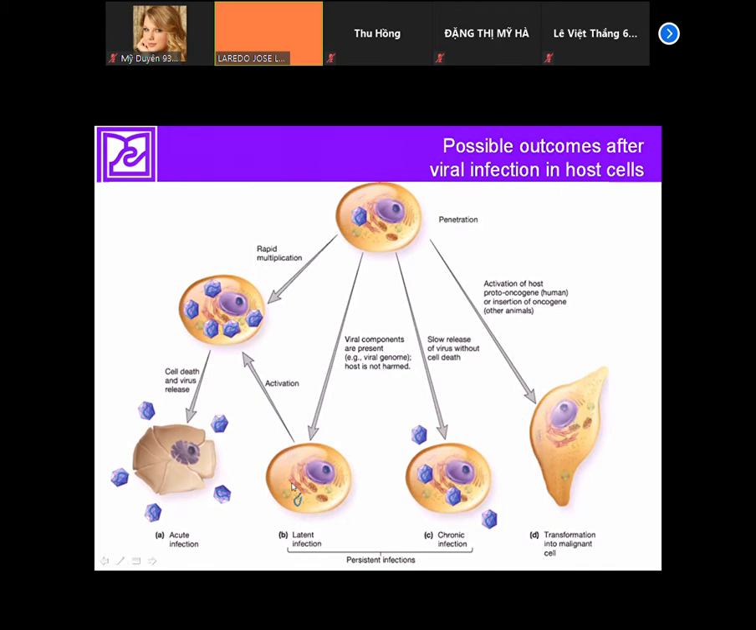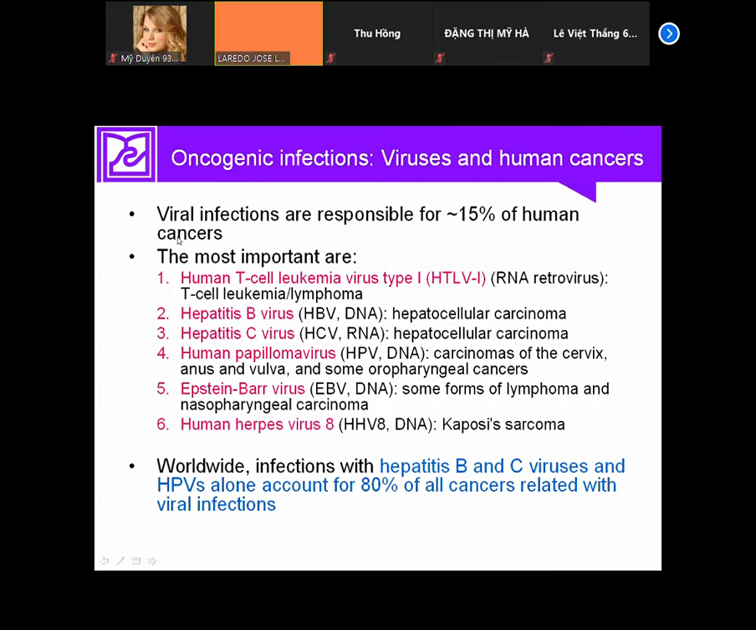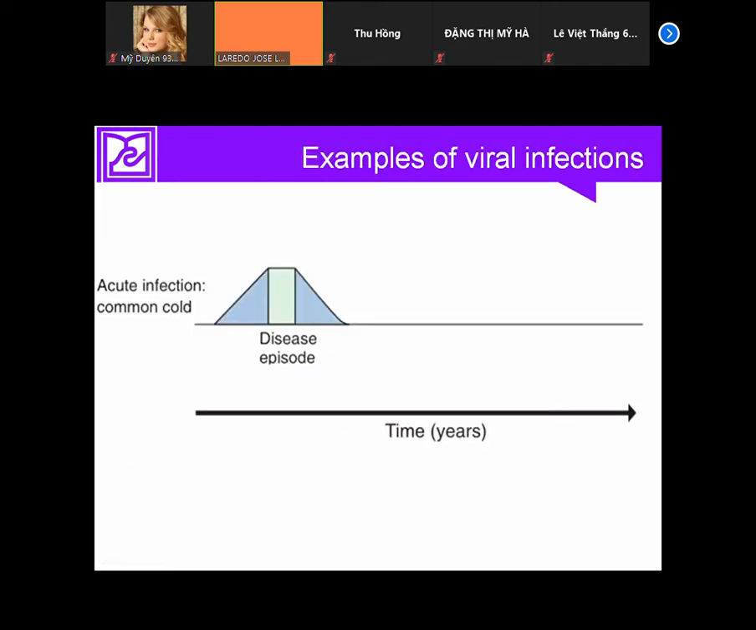Look, latent infections, like sleeping, inactive, sometimes may become active again and cause a lytic infection. This is called reactivation. These are the most important oncogenic viruses. The most important that you have to remember now, the most common are hepatitis B, hepatitis C, and papillomaviruses.